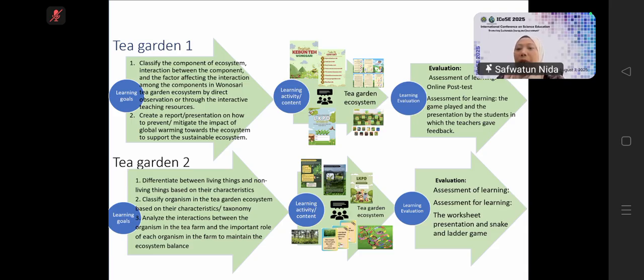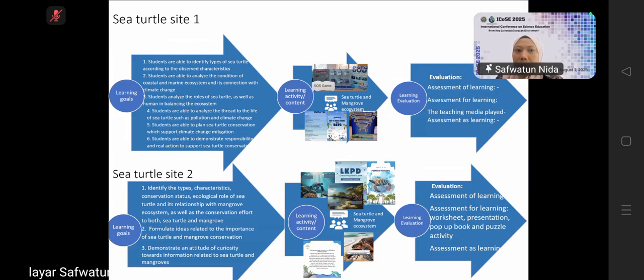And students do a field trip to Wonosari Tea Farm, where the students classify the organisms found on the site according to their kingdom and analyze the interaction between the organisms in the farm and the important role each organism has in maintaining the ecosystem.